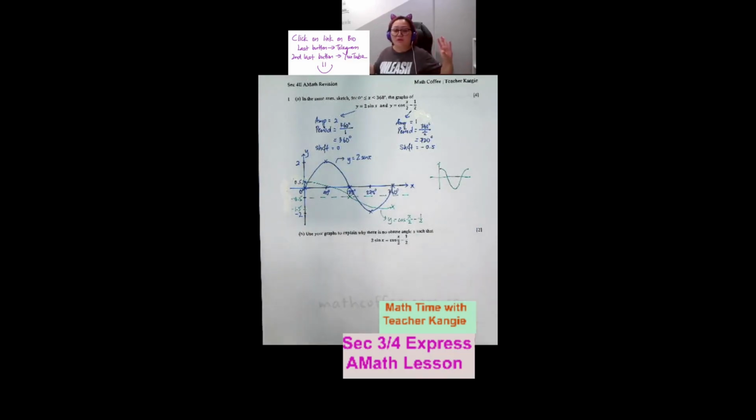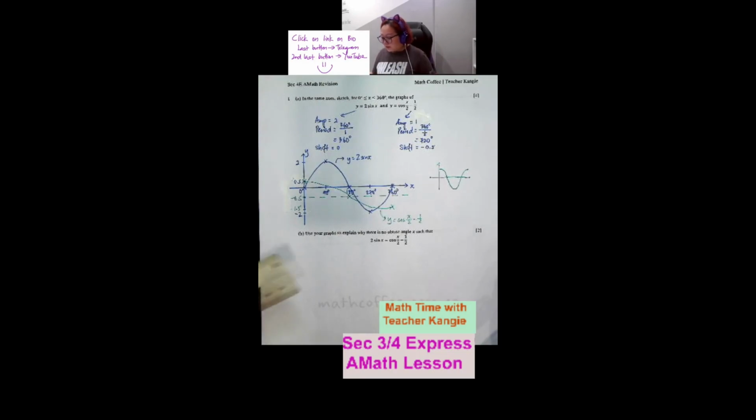So that's how you plot sine graph and cosine graph. It's a Sec 3 topic. Most schools learn A-Math trigo plotting graph in Sec 3 Express. Sec 3. Normal Academic also learn trigo graph, for your information.